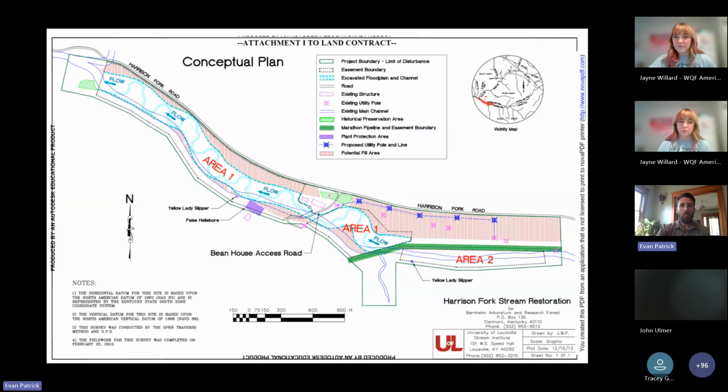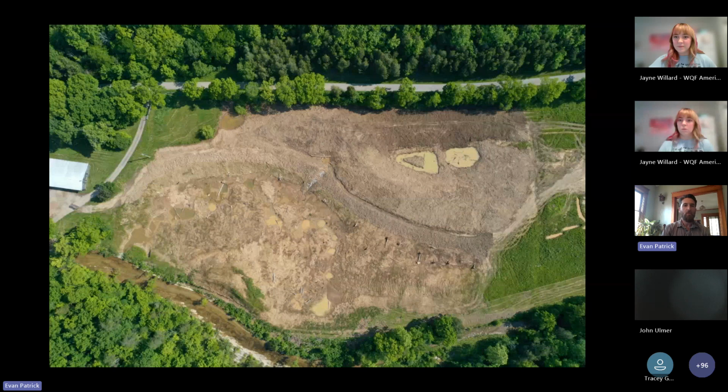So the next couple slides I'm going to show you are what work has currently been completed. The company that we're working with, Ridgewater, they specifically work on stream restoration projects. They're now working on the earth moving on this western section along Area 1. So this next slide is an aerial image of what this stream restoration site looks like currently. So this is June 2025.